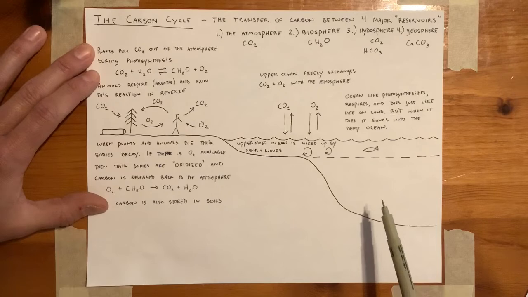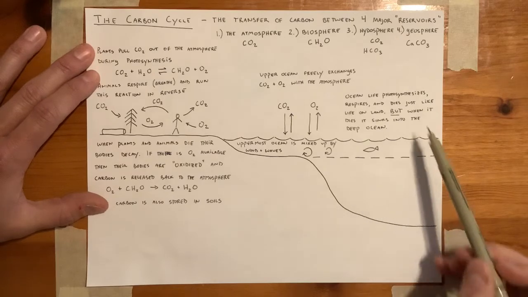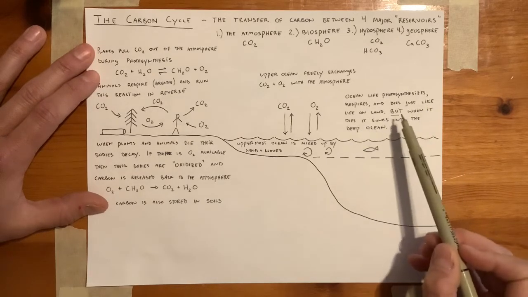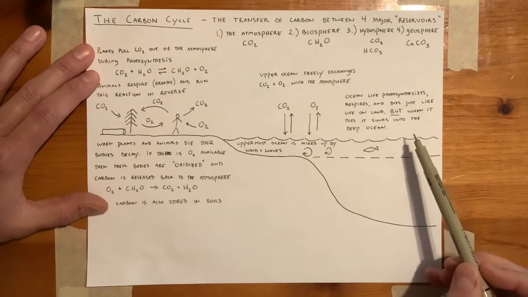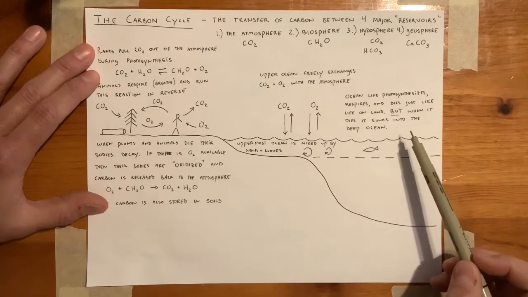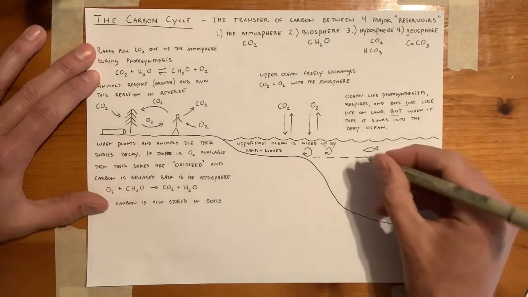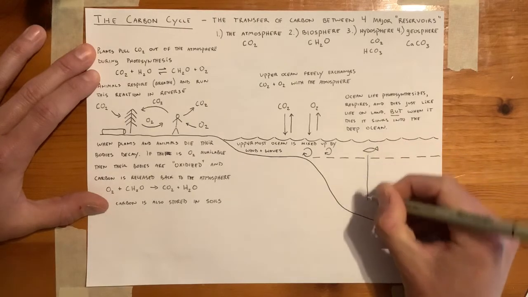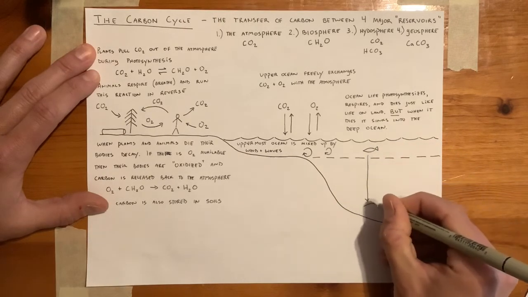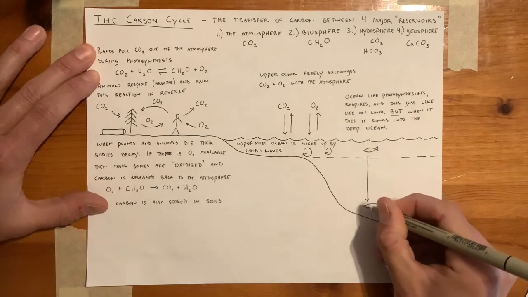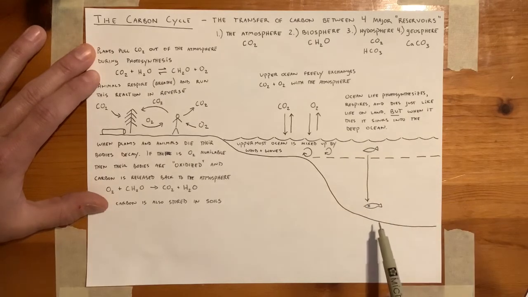So just like life on land, life in the ocean photosynthesizes, respires, and dies. There's a big difference though, and that's that when life in the ocean does die, it sinks into the deep ocean. All right, so dead fish, dead plankton, thousands, millions of different kinds of life forms in the ocean die and sink down to the bottom of the ocean.